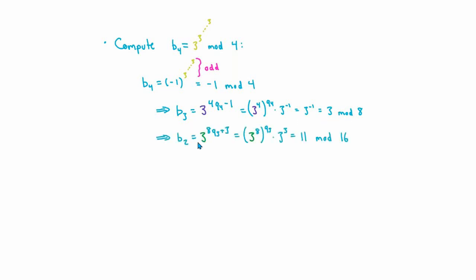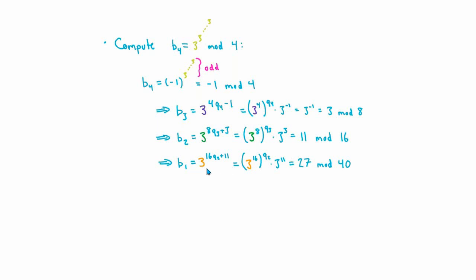Now I go back and I try to determine B2 modulo 16. Well, since B3 was 3 modulo 8, B2, which is 3 to the B3 power, is 3 to the 8th power to an integer power times 3 cubed. The quantity in the parentheses here is 1 mod 16 because of Euler's theorem, and so I'm left with 3 cubed, or 27, which is 11 mod 16.